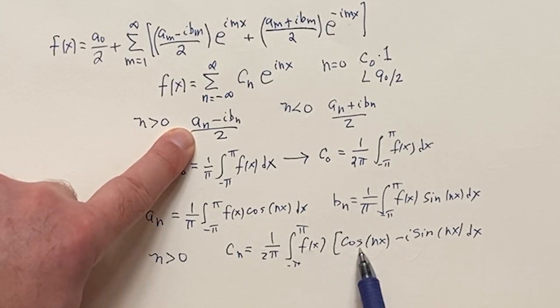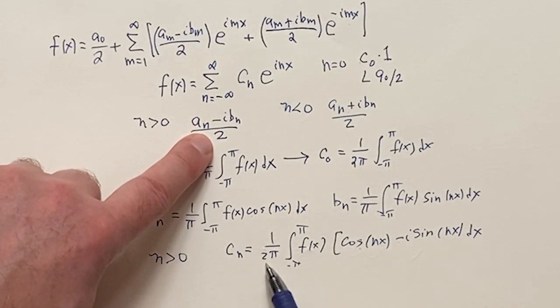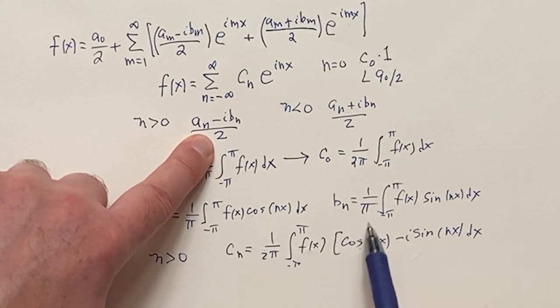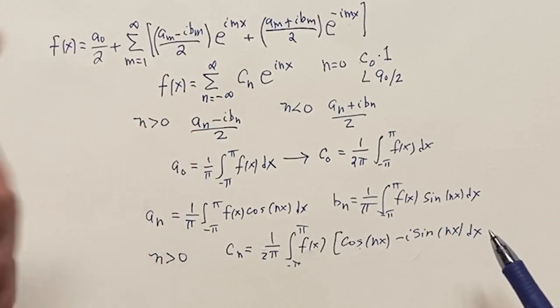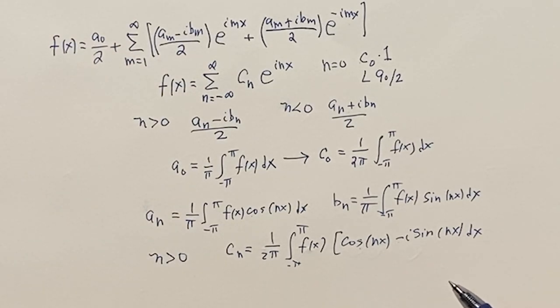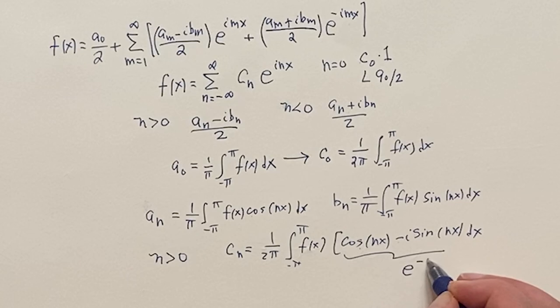There we got that cosine. And then minus, there's the minus i, the 2 is still out here. And the pi is there. And then you have the sine. So everything works out fine. That's nice. And that would give us, if you look at this thing, e to the minus i n x.